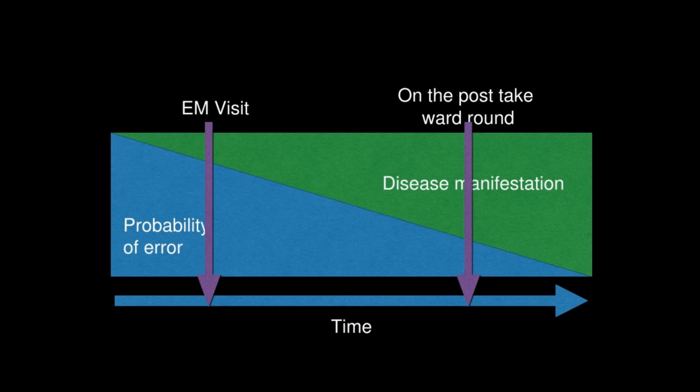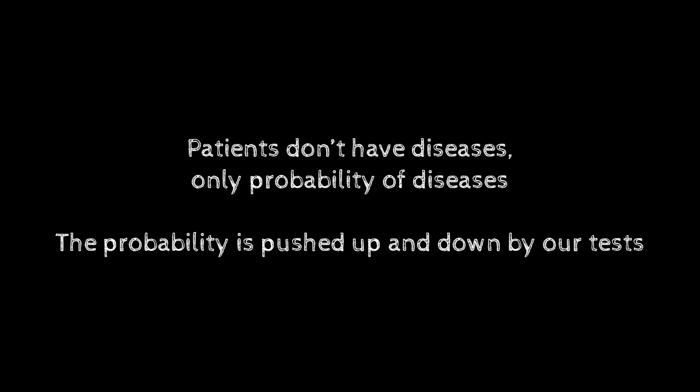And it comes back to these things. So now we're getting into this: what is emergency medicine, and what is the essence of our thinking? That's what we call probabilistic thinking. Some of the mantras are coming up here. Patients don't have diseases. They only have probabilities of diseases. And the probability is pushed up and down by our tests. How much they're pushed up and down depends on how good the test is. And how good is the test? It depends on the sensitivity and specificity of the test.